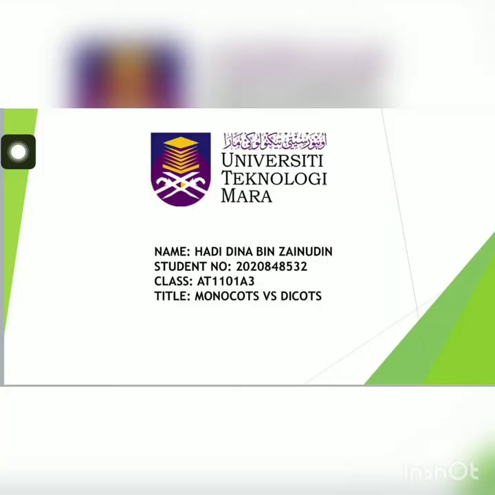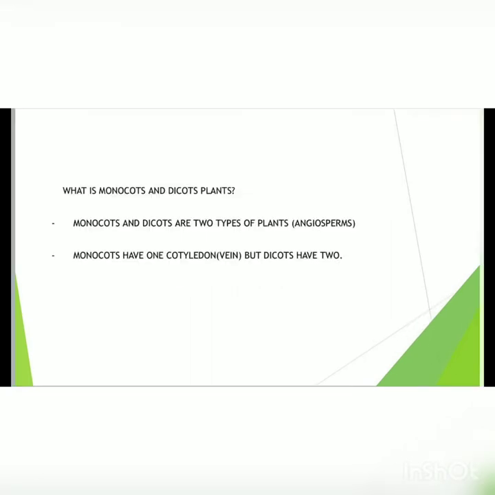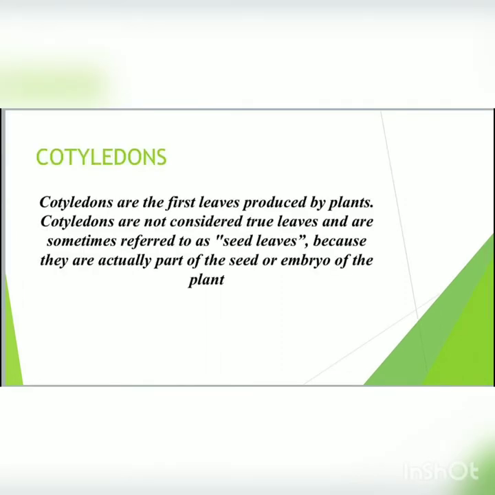Here is my slide or PowerPoint about monocots and dicots plants. What are monocots and dicots plants? Monocots and dicots are two types of angiosperms. Monocots have one cotyledon, but dicots have two cotyledons. Cotyledons are the first leaves produced by plants. Cotyledons are not considered true leaves and are sometimes referred to as seed leaves because they are actually part of the seed or embryo of the plant.